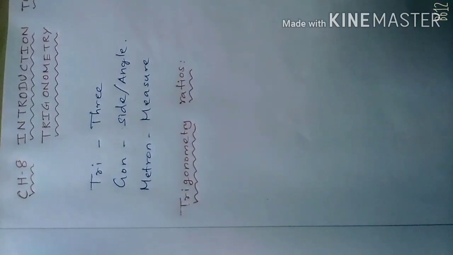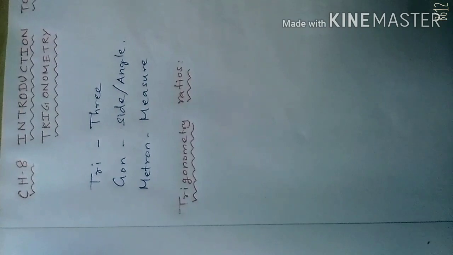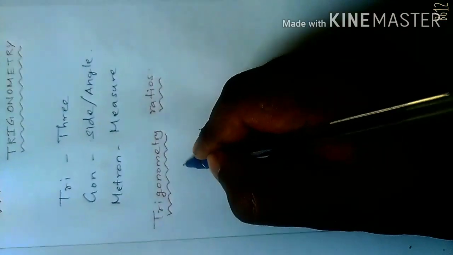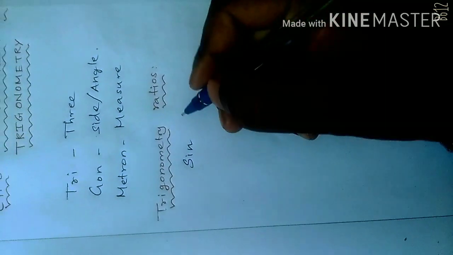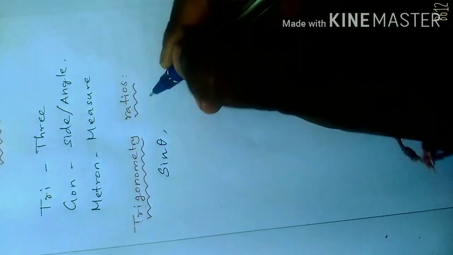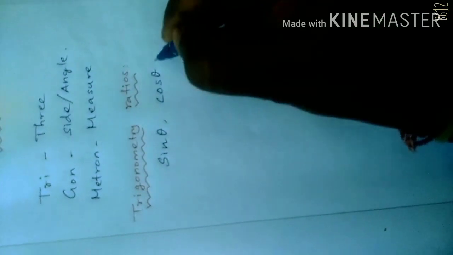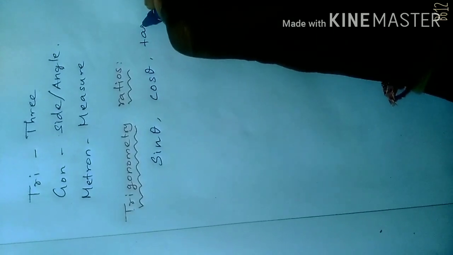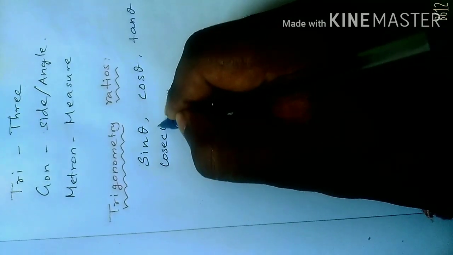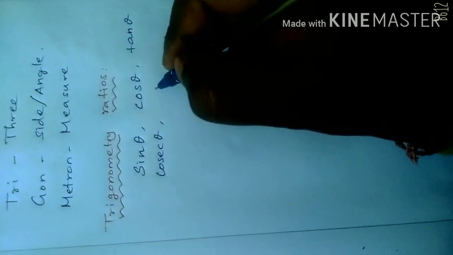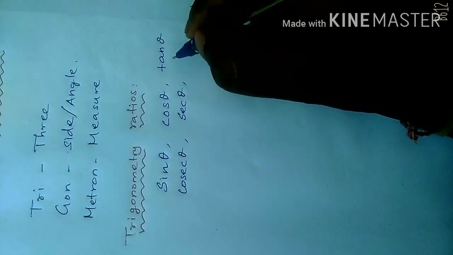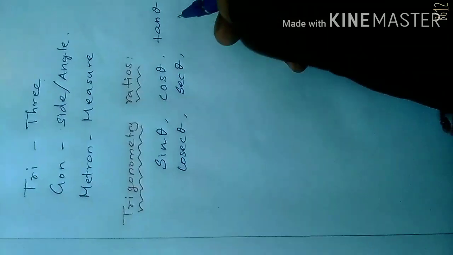In this chapter, next we are going to see trigonometry ratios. There are 6 ratios. The first one is sine theta, used to measure the angle. Second one is cos theta. Third one is tan theta. Fourth one is cosecant theta. Fifth one is secant theta. Last, the inverse of tan theta is cot theta.